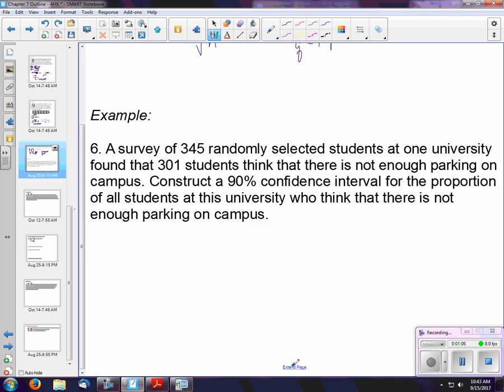Let's take a look at an example here. A survey of 345 randomly selected students at one university found that 301 think that there is not enough parking on campus. Construct a 90% confidence interval for the proportion of all students at this university who think that there is not enough parking on campus.